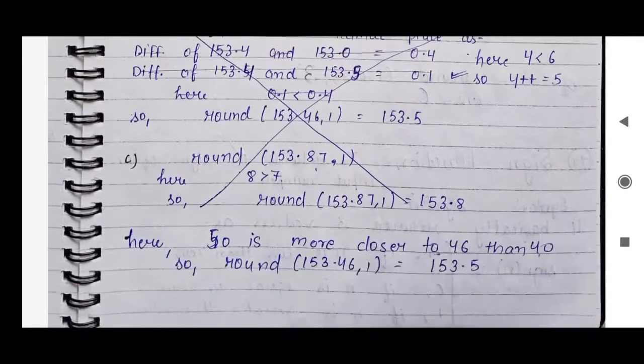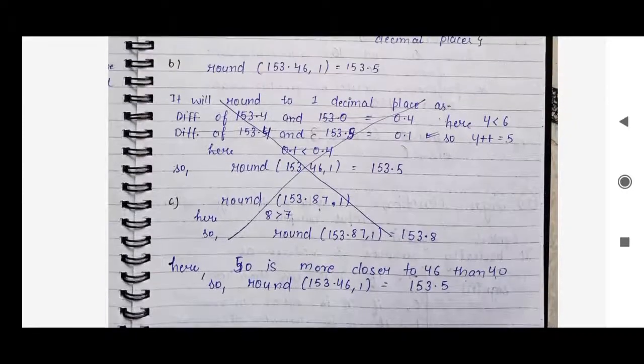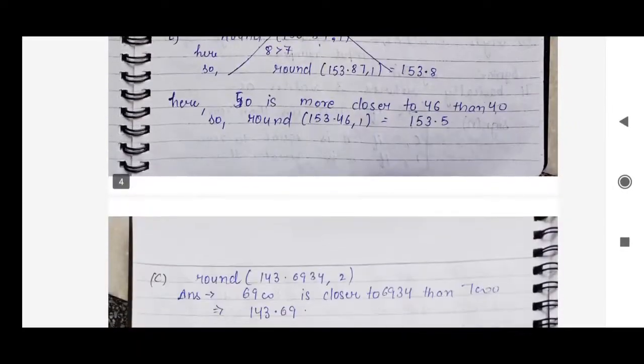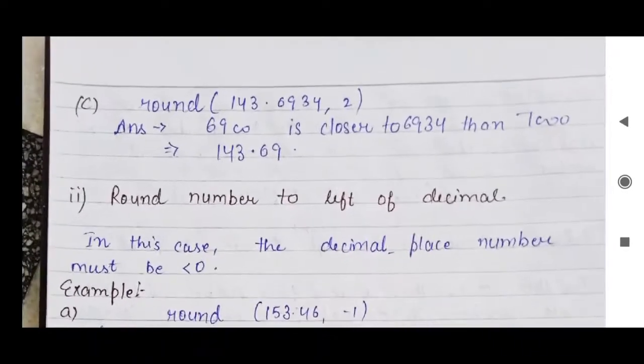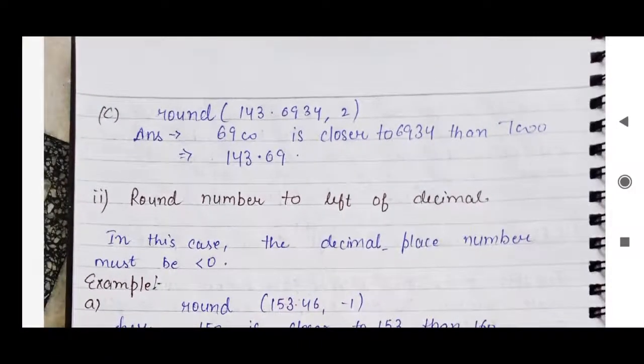Okay, so this was a wrong example. Now let's take another example. In this third example, I have taken the value 143.6934 and I want to round off this number up to two decimal places. I want two numbers after the decimal point.